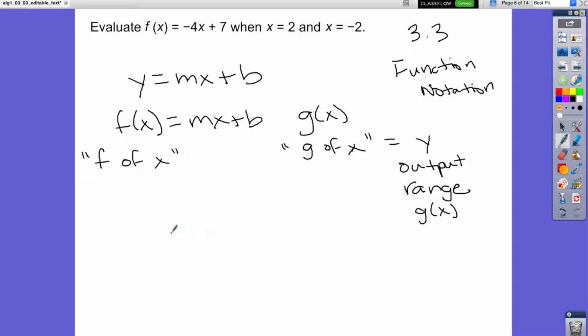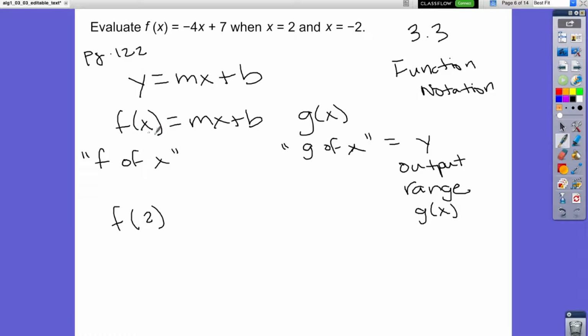Okay, so let's do this one. It says evaluate. This is example 1 on page 122. So in your book, page 122, example 1. Evaluate f of x equals negative 4x plus 7 when x is 2 and x is negative 2. So watch how you're going to write this. I'm going to write it the way it should be. You're going to write f of 2.